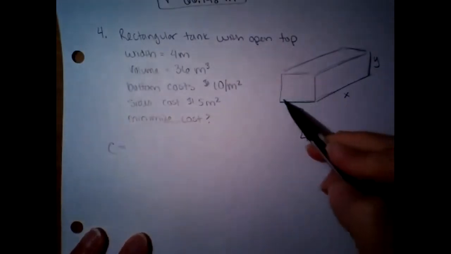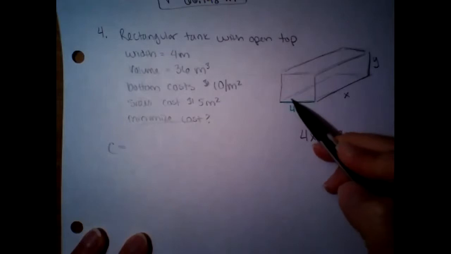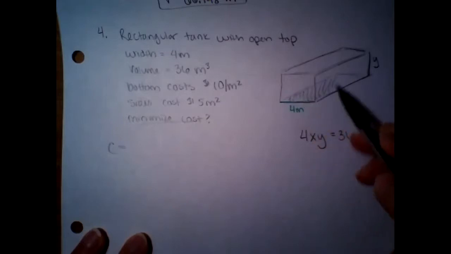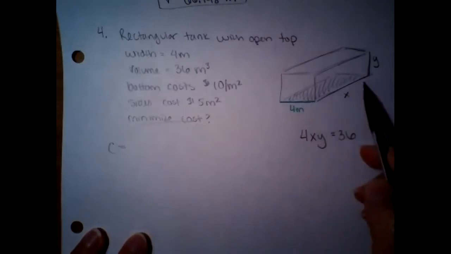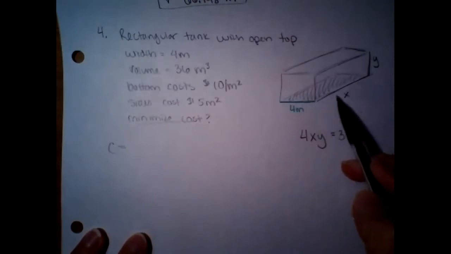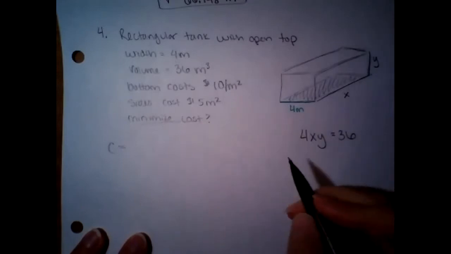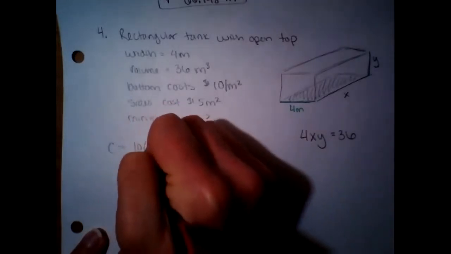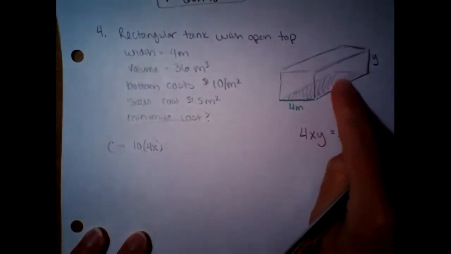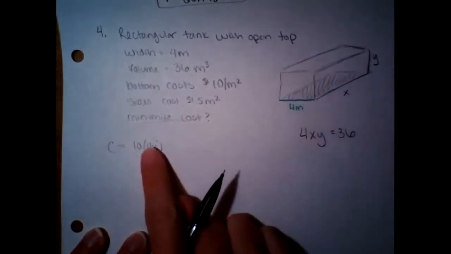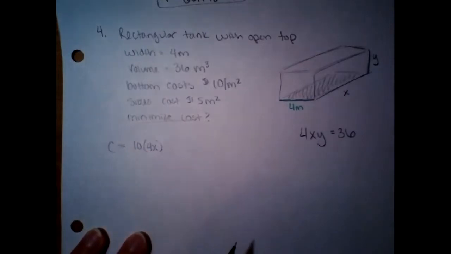All right, so let's do the bottom of the tank first. So this area right here. That area would be 4 times x, and it costs $10 per square meter. So it's going to be an area of 4 times x, that part I shaded in there, and it costs $10 per square meter. So we're timesing that by 10.